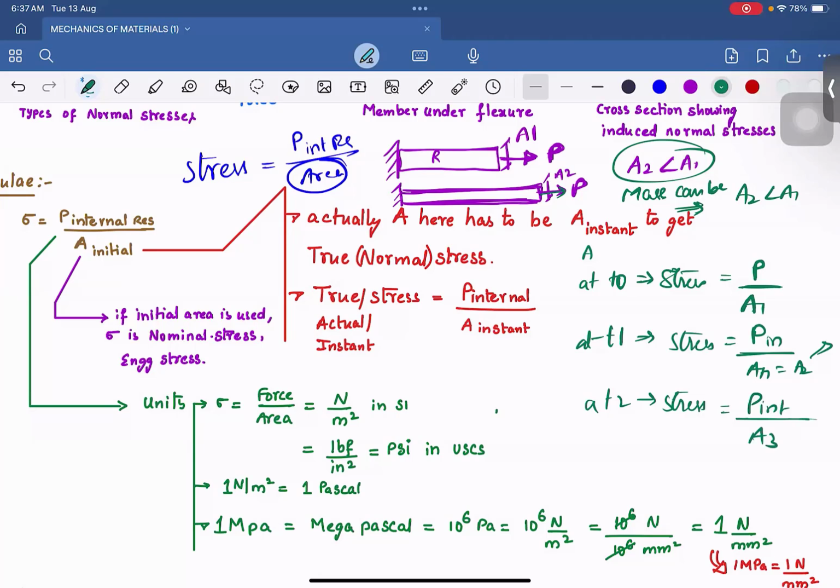So here comes the new concept called true stress, or actual stress, or instantaneous stress. These are the different names we call this type of stress. If they ask you to find the stress at the instant of 1 hour after applying load, you have to use the area at that instant. In the question they will give that a member is subjected to a load of 10 kilonewton. Its initial area was 10 square meter. After 1 hour, the area was reduced because of the load it has been undergoing. Then you have to use that 5 square centimeter, which is the area at that time. That's the only difference. Just remember that this is called true stress, actual stress, or instantaneous stress.